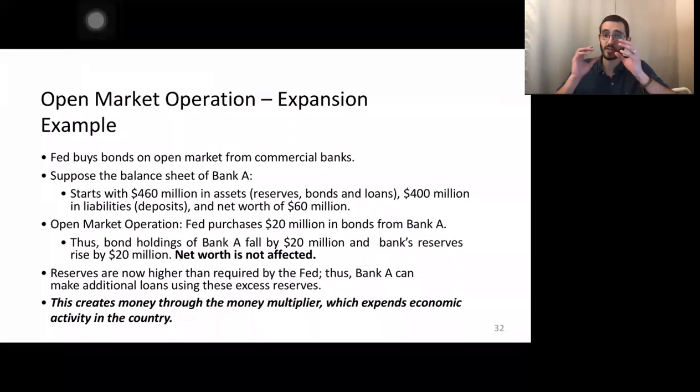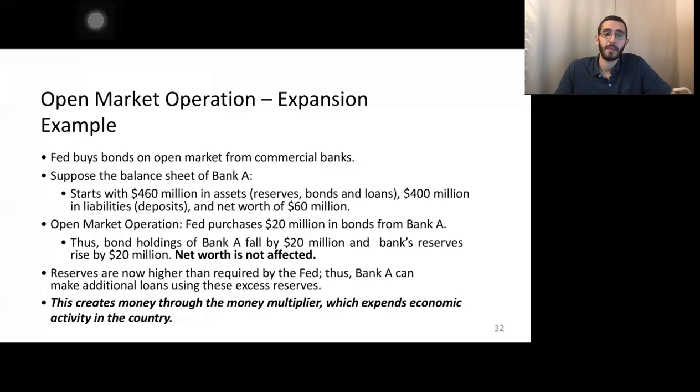Okay, so let's walk through what actually happens in terms of how the balance sheet of a bank is impacted, given that there is expansionary policy and then contractionary policy. Suppose there's a bank A, which we're going to be analyzing. It has $460 million in assets, which includes reserves, bonds, and loans, and $400 million in liabilities, which means a net worth of $60 million. Don't worry, I'm going to have a table like that with all that information in a second.